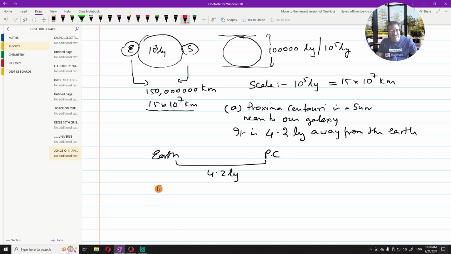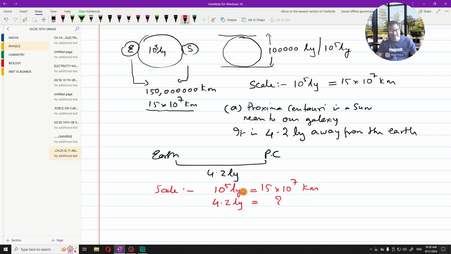Now what is the scale? The scale is 10 raised to 5 light years, is equal to, what is the distance between the sun and the earth? It is 15 into 10 raised to 7 kilometers, right? Here there is 10 raised to 5 light year. Below this, you will have to write 4.2 light year. So 4.2 light year will be equal to how much kilometer?